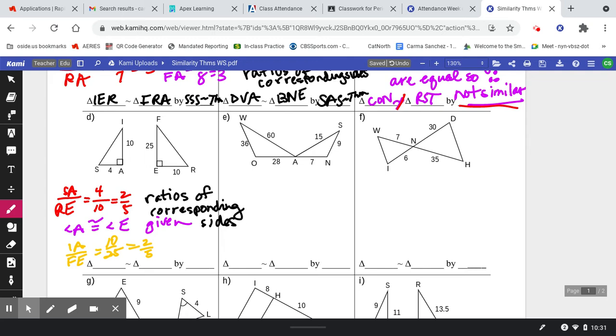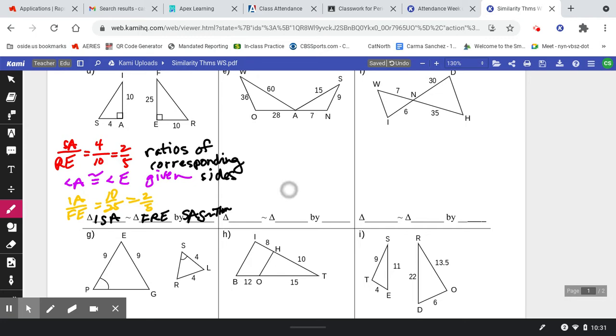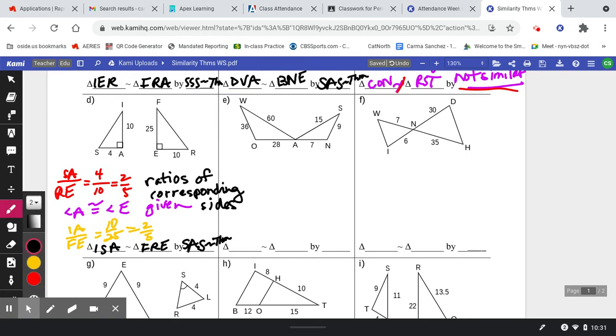And this is going to be by side angle side similarity theorem. Triangle ISA is similar to triangle FRE by side angle side similarity theorem. All right, this next one has 3 sides. Let's go do those side ratios and see how it's looking. OA compared to NA would be 28/7.